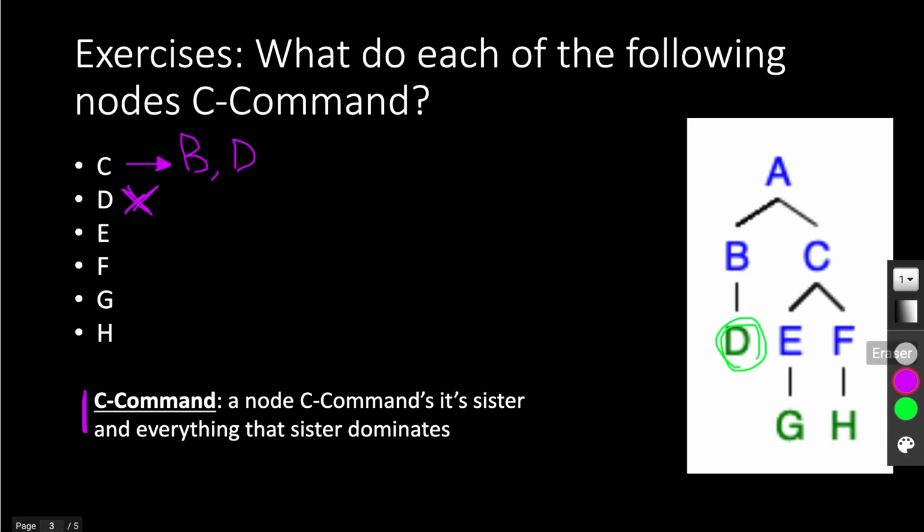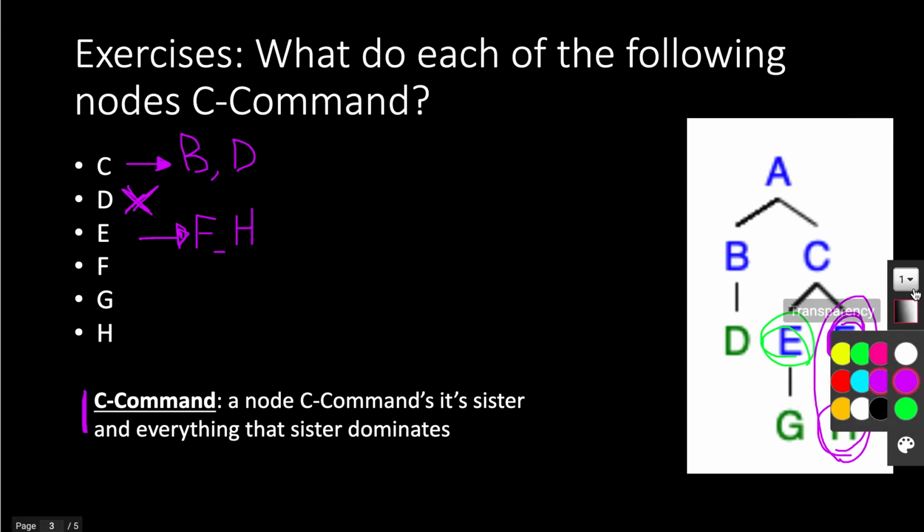So now we can look at E. And E's sister, you might be getting tired of this little dummy tree that we've been using in all the videos, but we know that it's F, right? C is both their mother. And what does F dominate? F dominates H. So we can say that E C commands F and H.